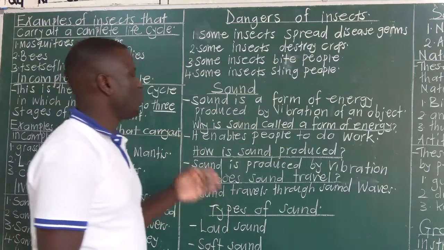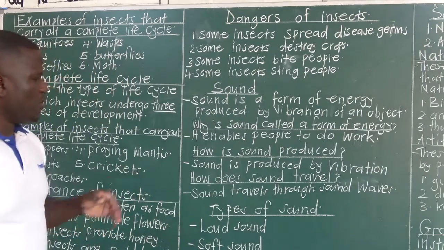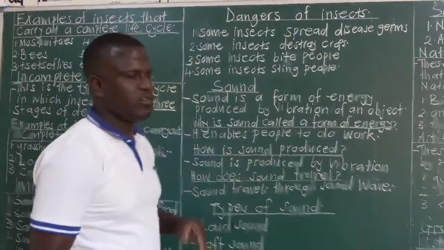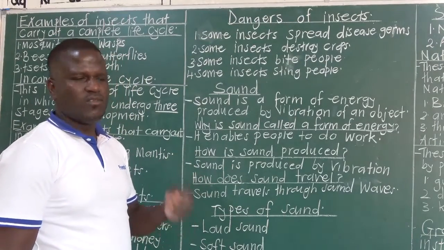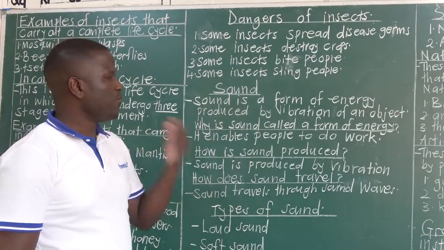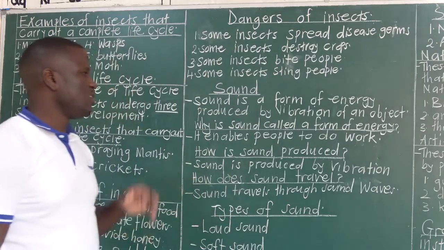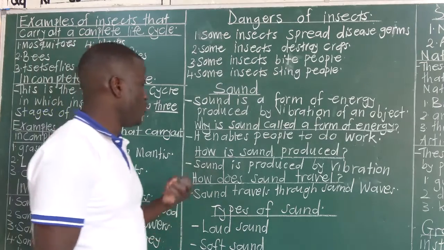Why is sound called a form of energy? Sound is called a form of energy because it enables people to do work. In other words, you need to know what is energy. Energy is the ability to do work. So sound is a form of energy that enables people to do work. That's why it is called a form of energy.